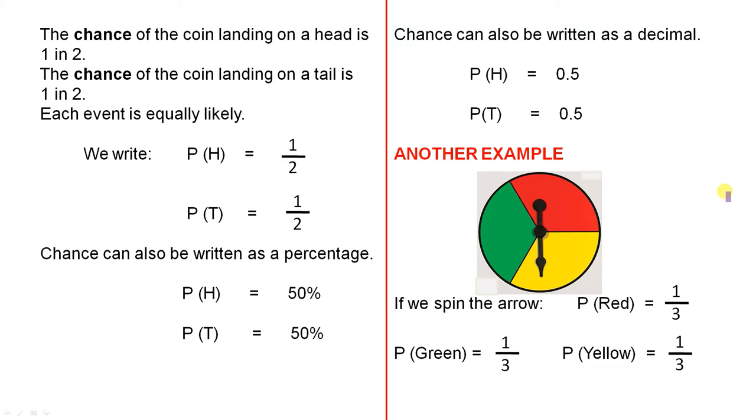Here's another simple example using what we call a spinner. So this thing, we spin it around and it starts twirling and it's going to land on one of those three colours. So if we spin the arrow, the probability of landing on a red is 1 over 3, because the red is exactly 1/3 of the area of the full circle. The probability of landing on a green is 1 over 3, and the probability of landing on a yellow is 1 over 3.